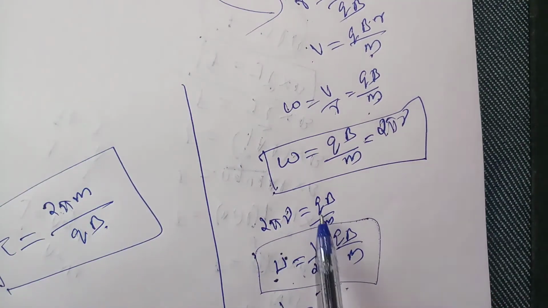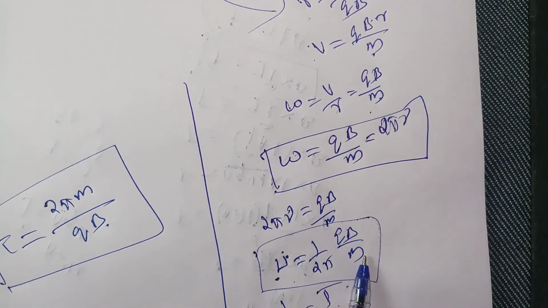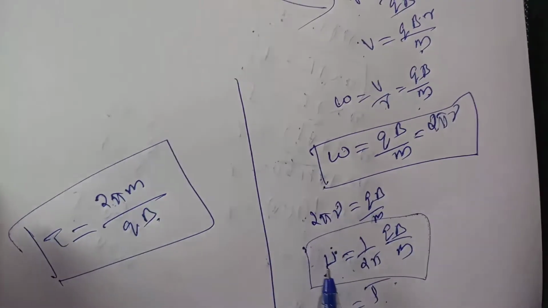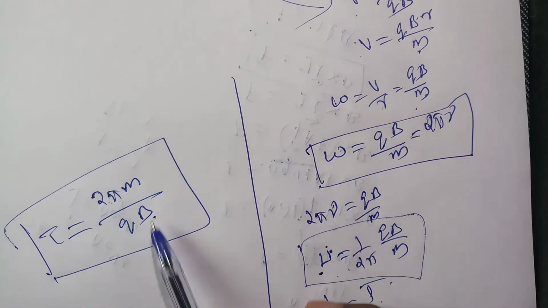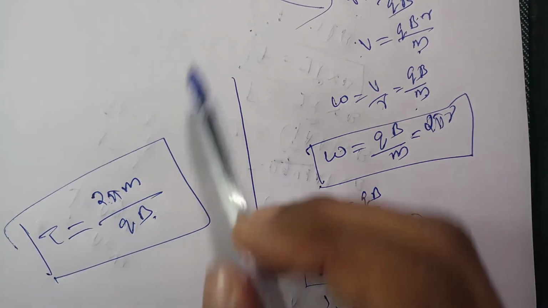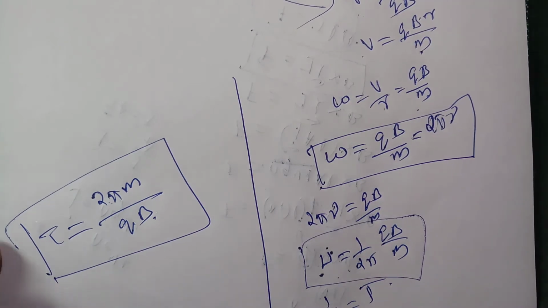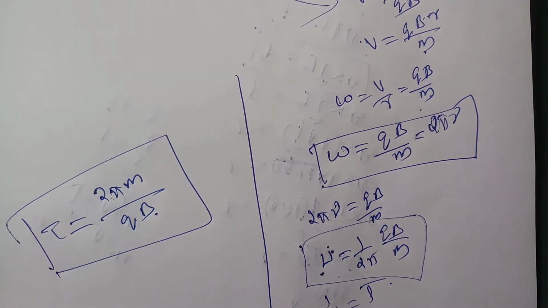Now omega can be written as qB by m, which is equal to 2 pi nu. So if you rearrange, you will get nu as 1 by 2 pi qB by m. Now time period is 1 by frequency, so time period is given by 2 pi m by qB. So what is this time period? This is the time required for one complete rotation. That point is very important when we go to the next part.